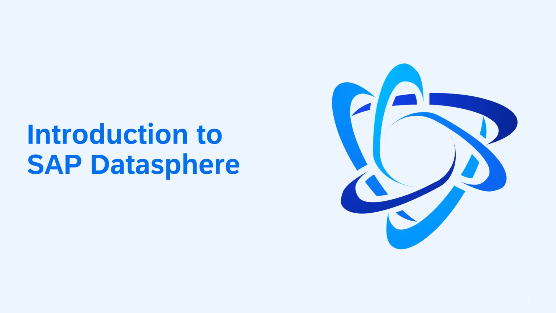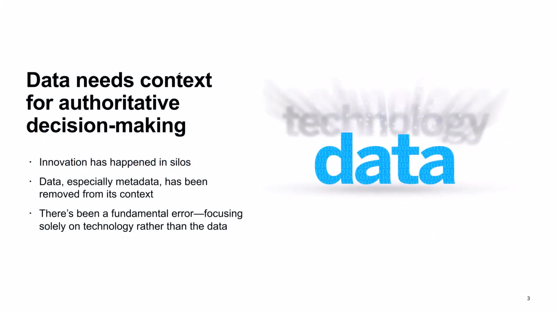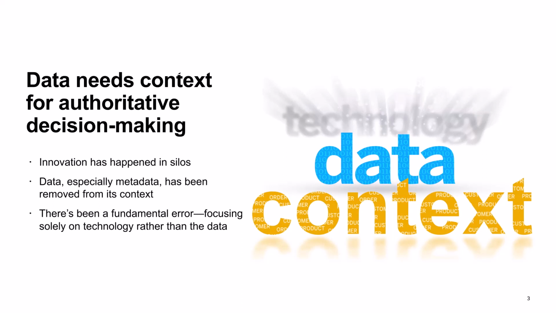But let's have a look at Datasphere overall first. So when talking about data and analytics, it is clear that you need some kind of technology, and of course you need the data, right? But is that all that's really needed? More importantly, you also need the data context. So the metadata, the semantics, which describe the data and make the data meaningful, right? This is really fundamental.